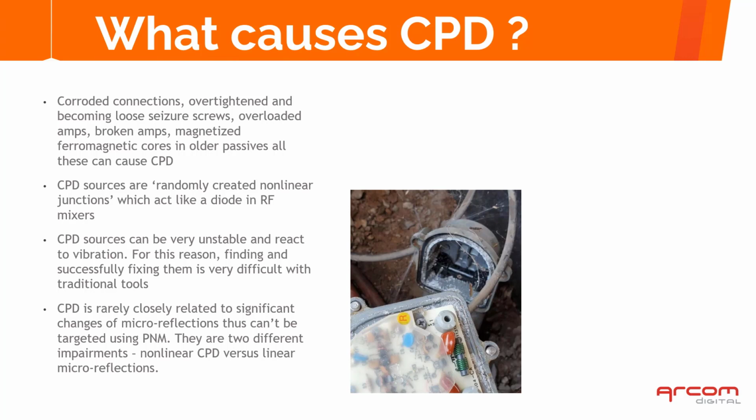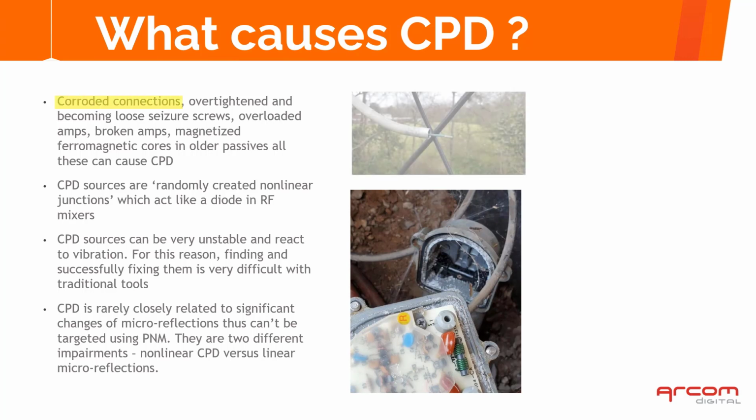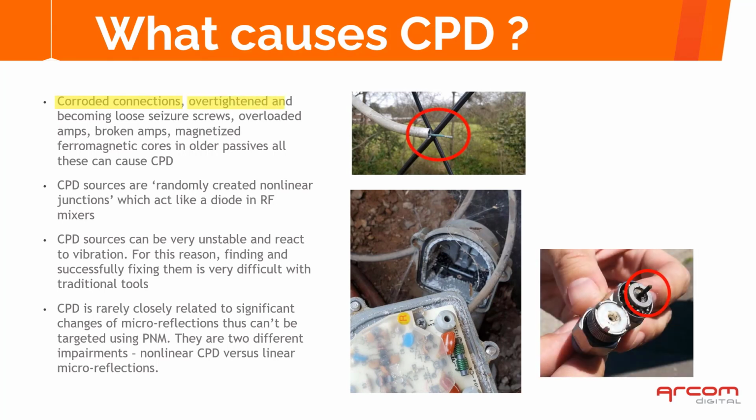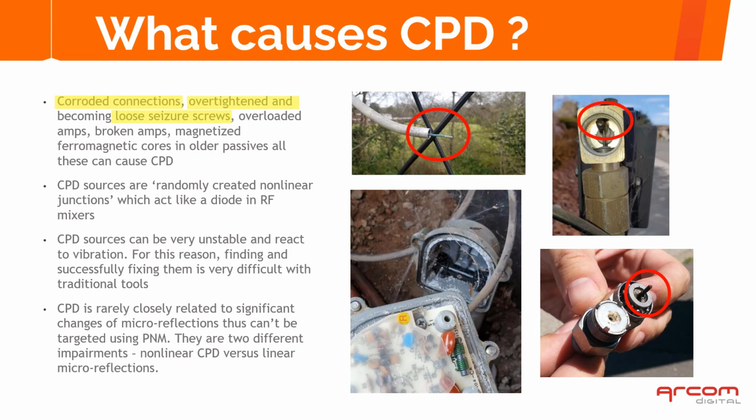Devices that look corroded from the outside will not always be the CPD cause, and relatively good-looking contacts might actually be a CPD cause due to their contamination and the existence of a very thin layer of corrosion. So, corroded connections, over-tightened and loose seizure screws will be most often seen as problems causing CPD. But there can also be overloaded amps, broken amps, magnetized ferromagnetic cores in older passives. They all can cause CPD.